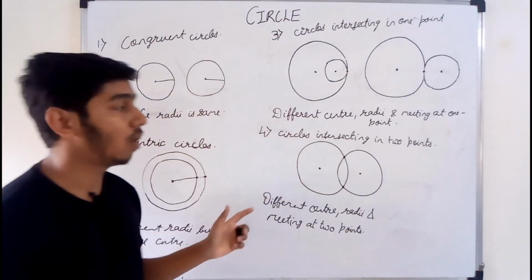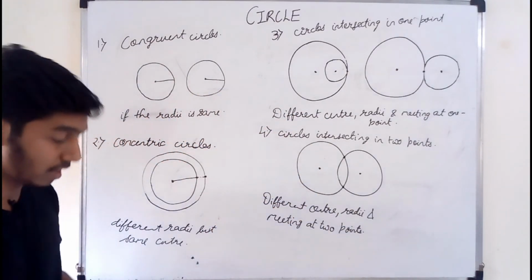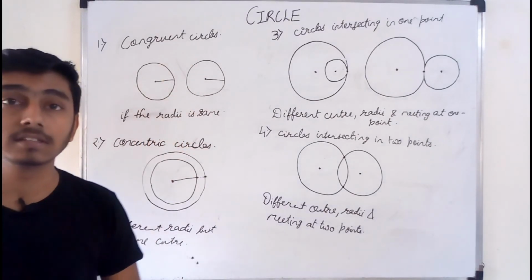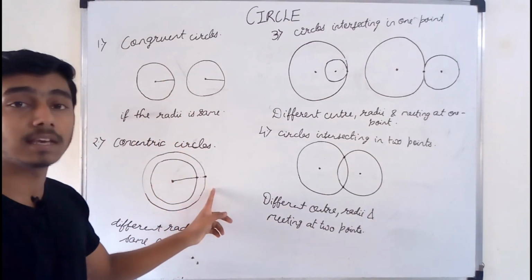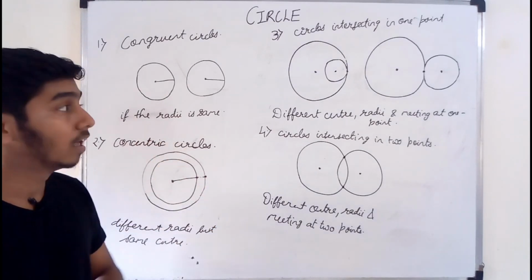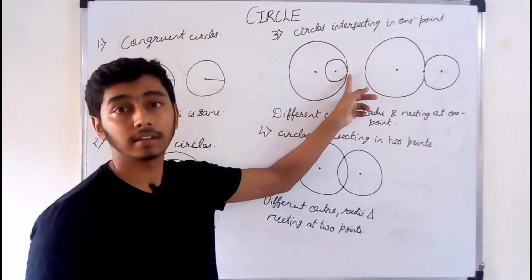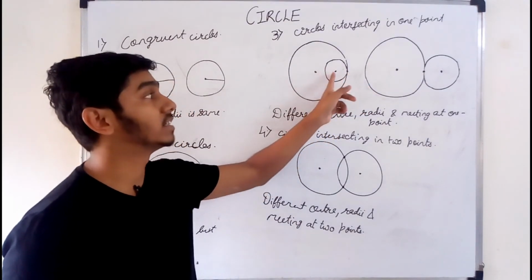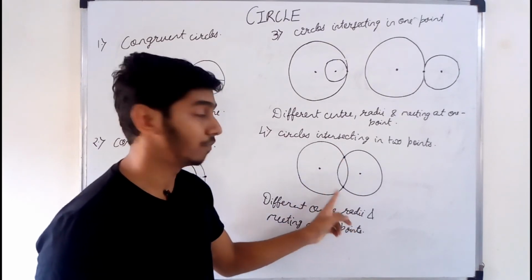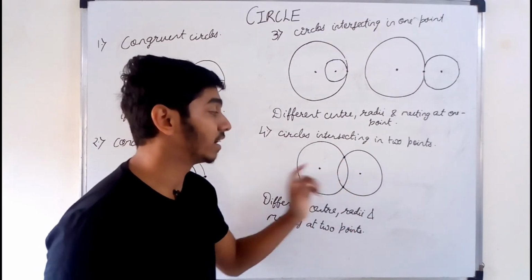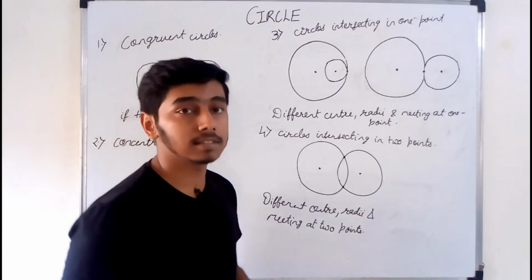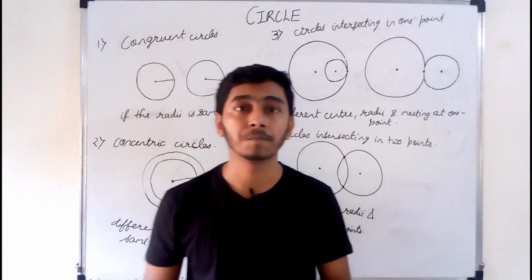Pretty basic on two circles. If two circles are involved and the radius is the same, they are called congruent circles. If the radius is not the same but the center is the same, then they are called concentric circles. Circles meeting at 1 point have different radii and different centers. Here the circles meet at 2 points, with different centers and different radii also. So this was all about the basics of the chapter on circles.